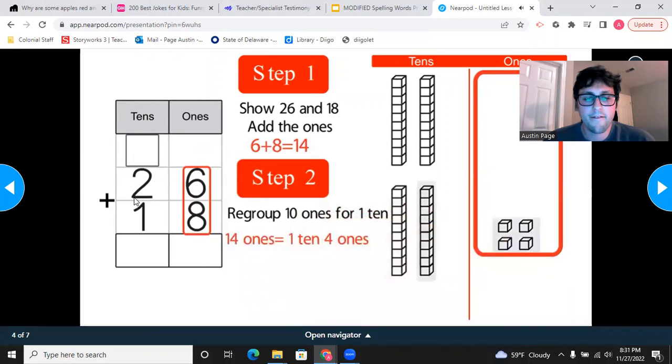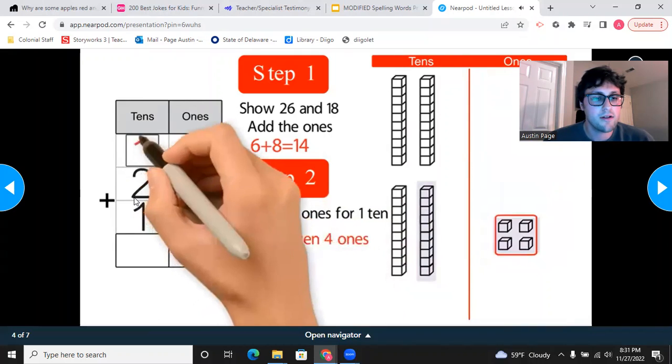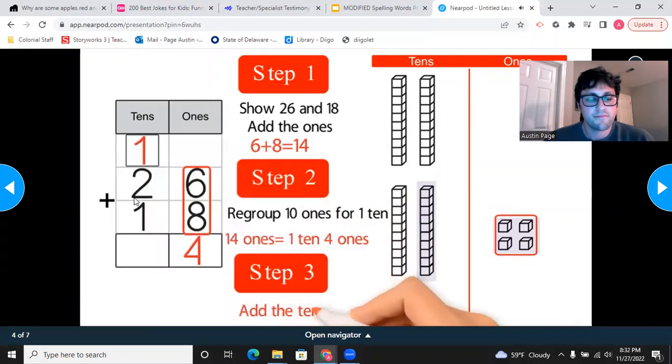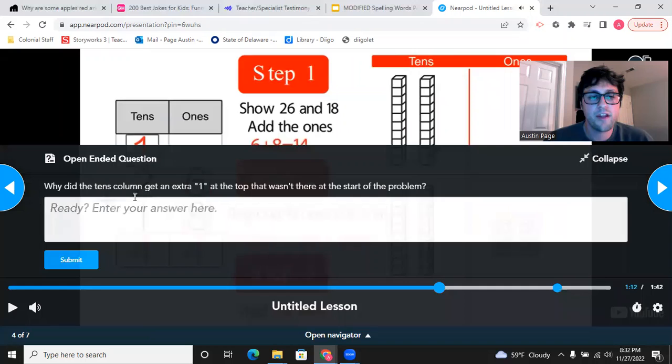We put 4 in the ones place, and we regroup the 1 into the tens place. Then we add 1 plus 2 plus 1, which equals 4. The answer for 26 plus 18 is equal to 44.